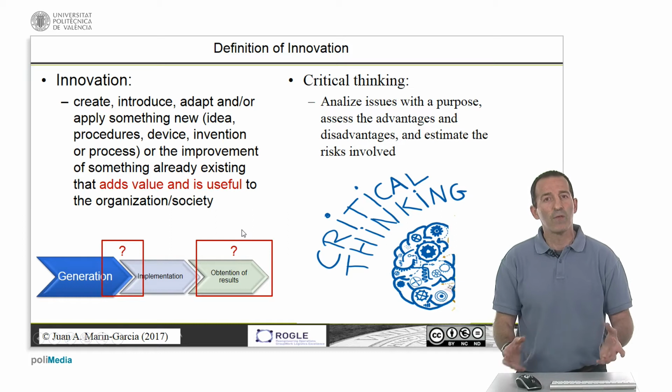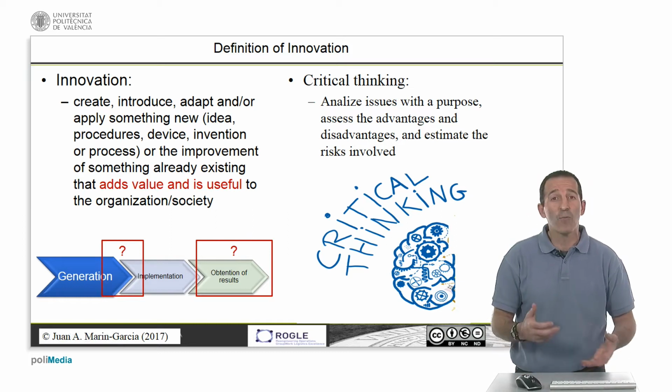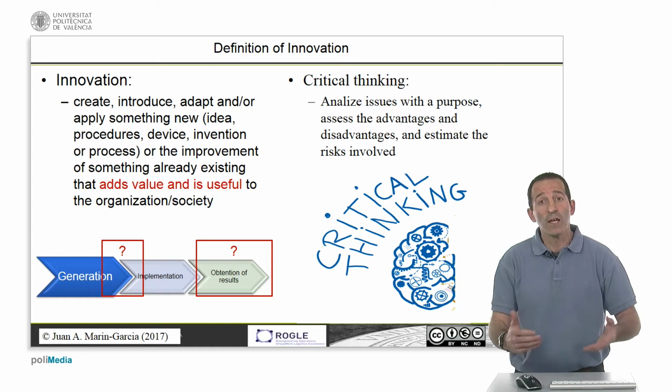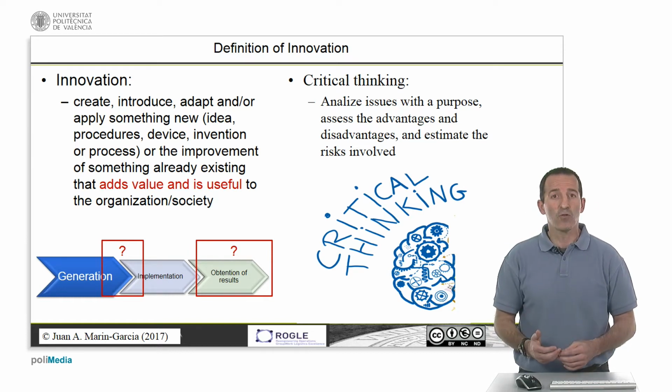And another stage where it is key is at the result stage, when we are checking whether what we wanted to achieve with this innovation, or the usefulness we wanted to get, has been reached, and is available for all the people, all the receivers of the innovation that we identified at the start.